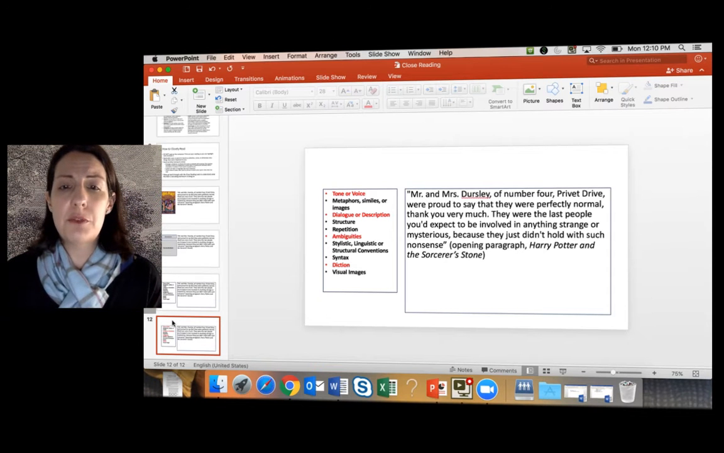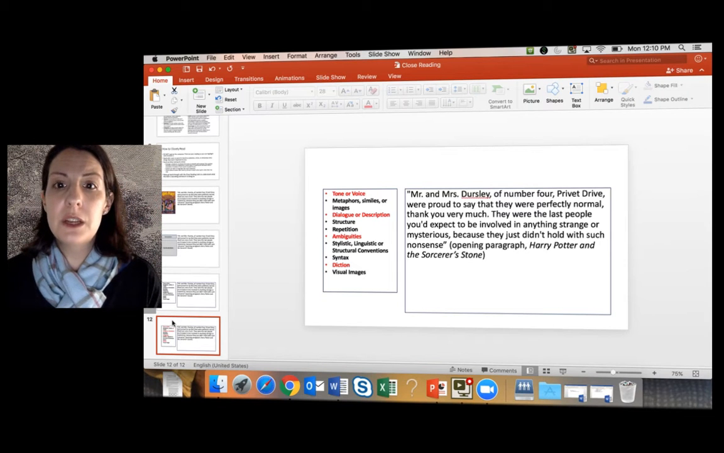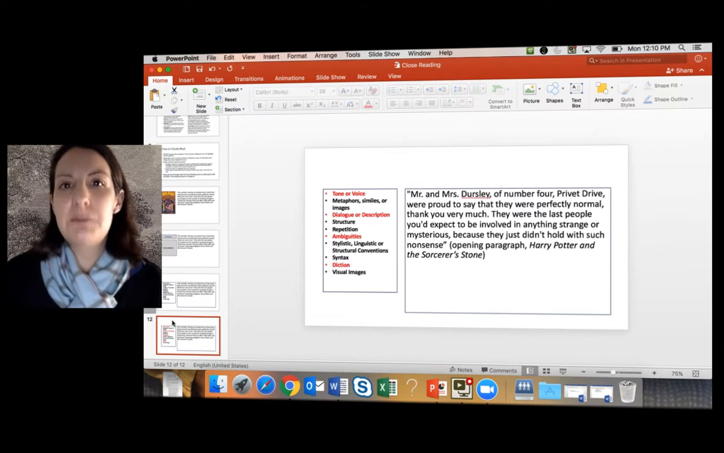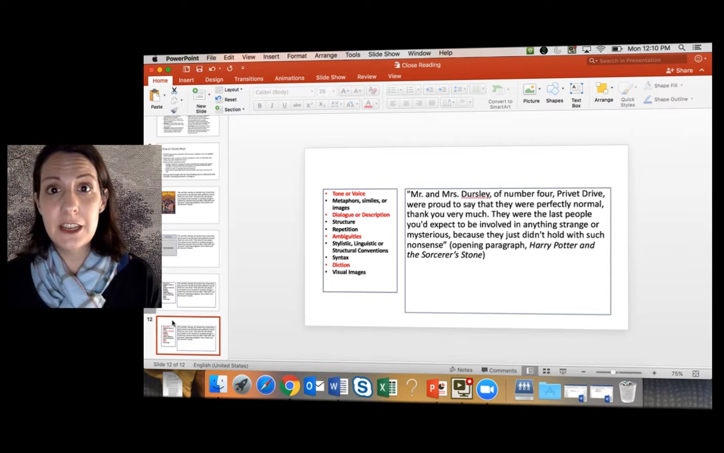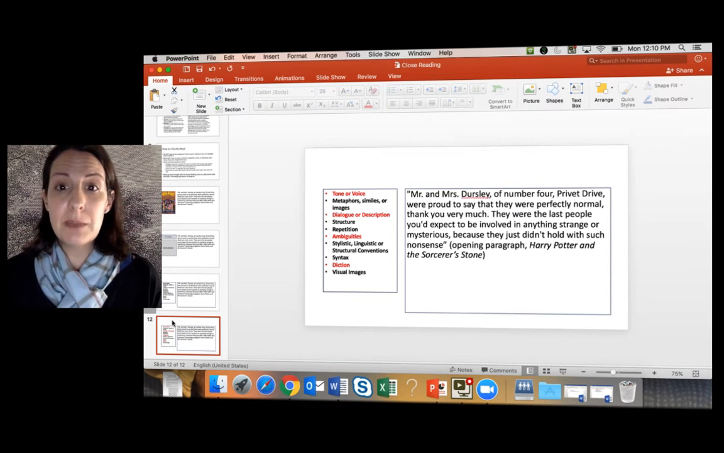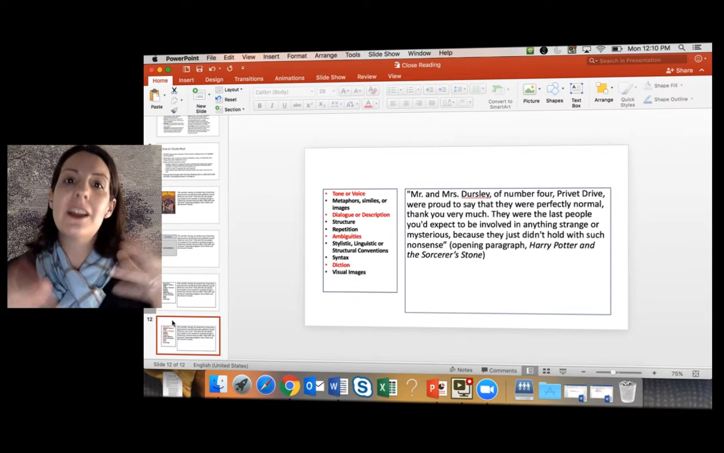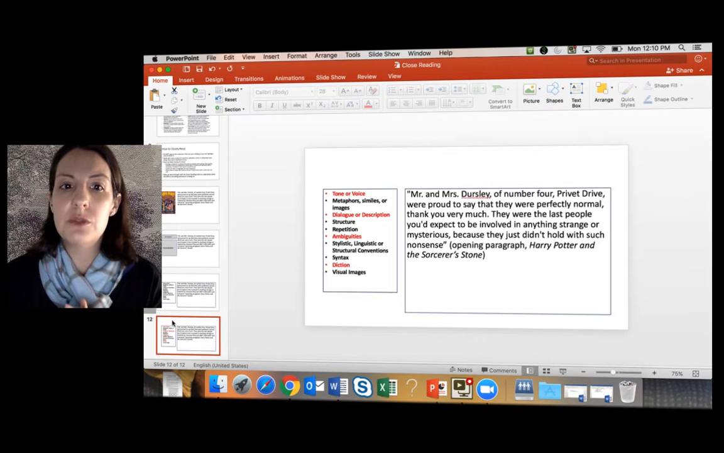As you go on, you'll discover that they're pretty close-minded, right? In this case, they seem to be overly concerned with their quote-unquote normalness. And we know this because the narrator describes that they're perfectly normal, and then she repeats it, that they're the last people that you would expect to be involved in anything strange or mysterious. And then a third repetition of this idea. The reason why we wouldn't expect that is because they just don't hold with such nonsense. And again, the idea of nonsense is probably a word that the Dursleys would use.